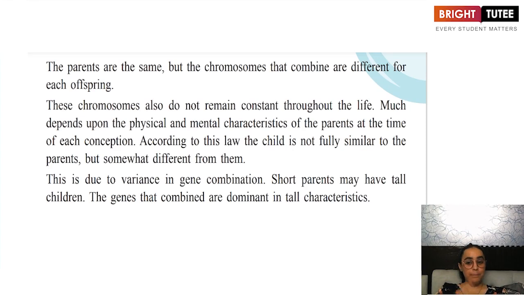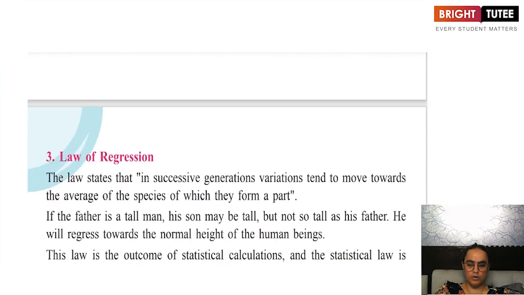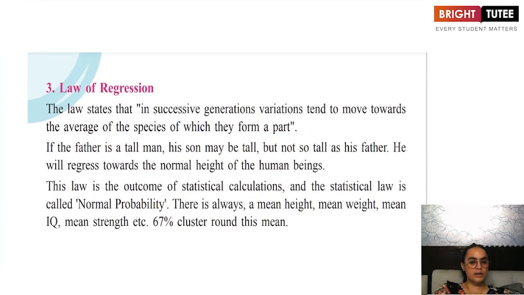be different from them because of these 300 trillion possibilities in which the child can be formed. And this is due to the variance in the combination of the genes. Short parents can even have tall children and vice versa, because the genes that combined at the time of conception were dominant in the tall characteristics. So the child can certainly have a great height.